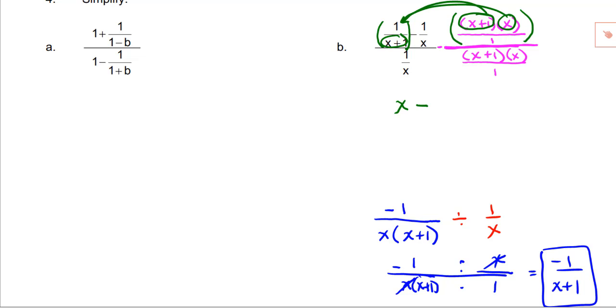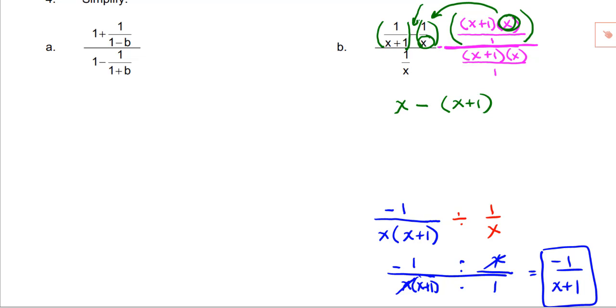Minus, let's do that again. That was so much fun. But this time we're going to multiply by this package. And here, what's the same top and bottom? X and x. And who's left? X plus 1.